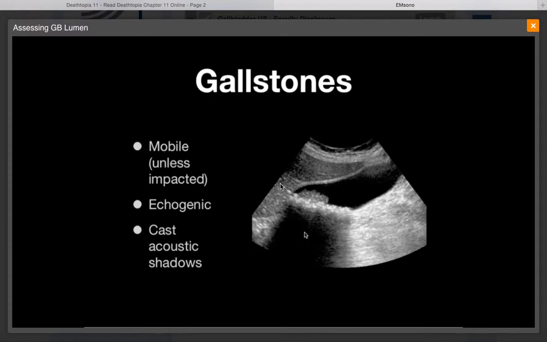When stones are visualized, the gallbladder exam must be performed in two positions in order to document mobility of the stones. Also note on top of the stone here you have some tumefactive sludge, which we'll be going over later.